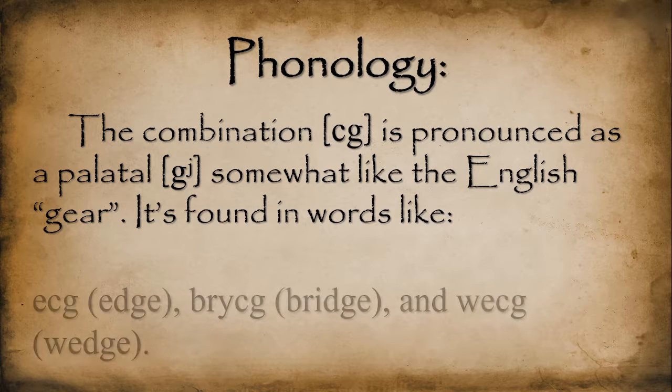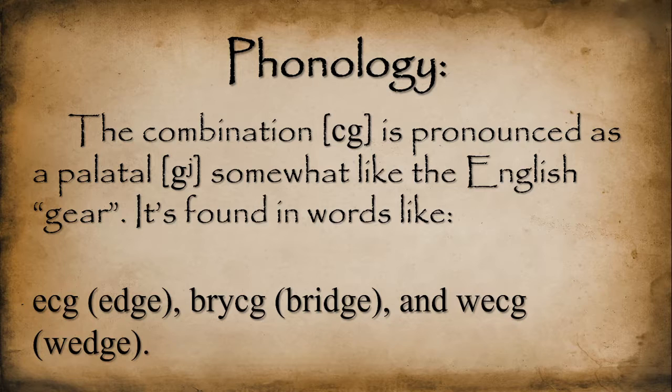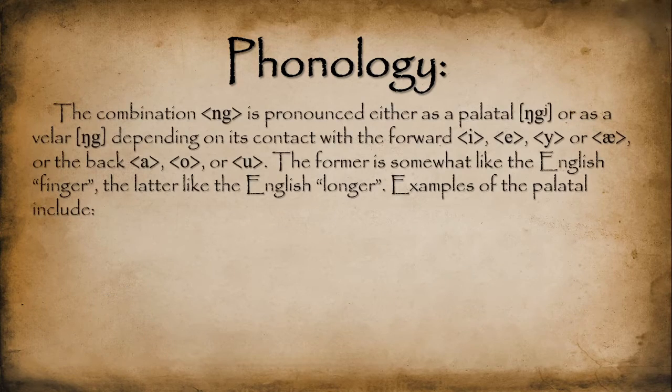It's found in words like ecg, meaning edge, brycg, meaning bridge, and wecg, meaning wedge. The combination NG is pronounced either as a palatal ngya or as a velar nga, depending on its contact with the forward I, E, Y, or ash, or the back A, O, or U. The former is somewhat like the English finger, the latter like the English longer.